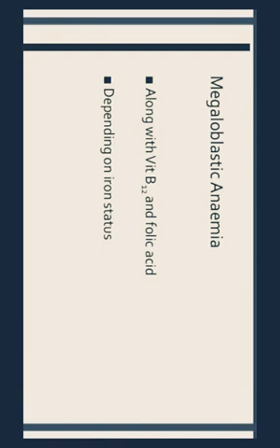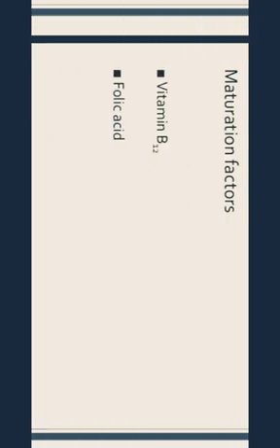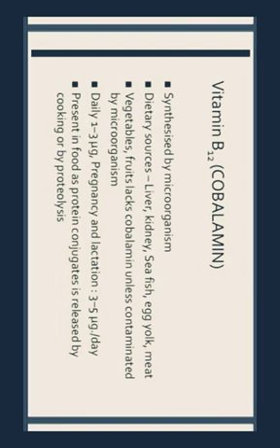As far as megaloblastic anemia is concerned, along with vitamin B12 and folic acid, it depends on iron status as well. So megaloblastic anemia depends on all these three substances. There are maturation factors: vitamin B12, and folic acid, which we also call vitamin B9. Vitamin B12 is synthesized by microorganisms. As we all know, there is Streptomyces griseus, which we also know from aminoglycoside antibiotics.